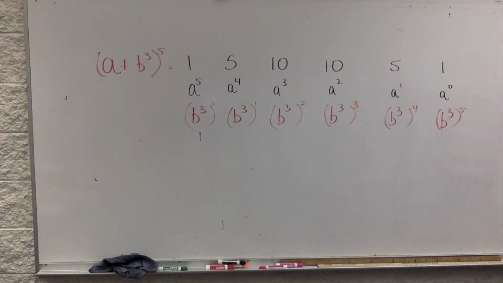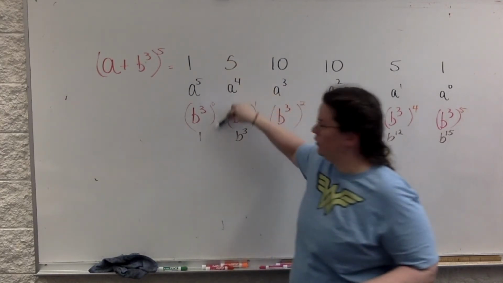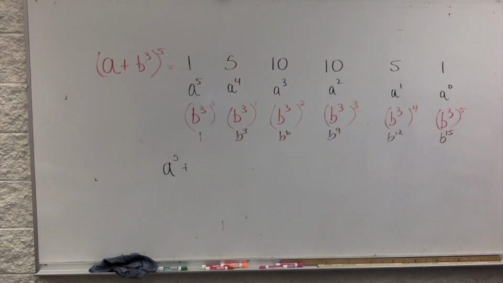Anything to the power of 0 is 1, and anything to the power of 1 is itself. When you have a power raised to a power, you multiply the exponents, and that's how you get b to the 6th, b to the 9th, b to the 12th, and b to the 15th. Then you multiply each column, so you have 1 times a to the 5th times 1. Then you have 5 times a to the 4th times b to the 3rd.